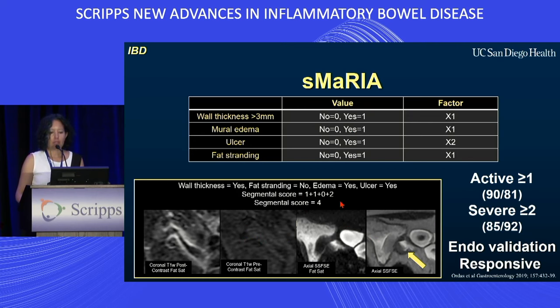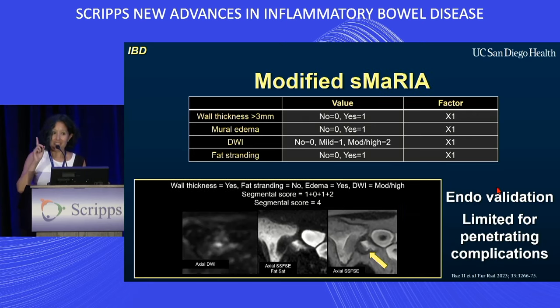The same segment of bowel that I was showing you earlier now gives a segmental score of 4, which is well above the threshold of 2 for saying that this person has severe active inflammation. This score has also been recently endoscopically validated and has actually been shown to be responsive. It changes following successful treatment. But we didn't stop there.